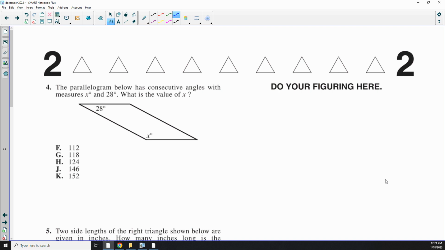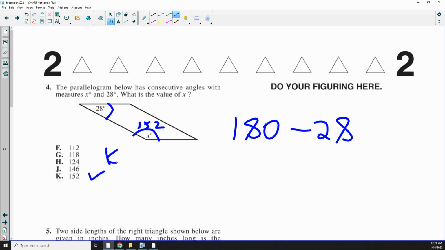Who had me for geometry last year? That angle has to be what? Supplementary to 28. So the answer is 180 minus 28, 152, answer K. Two next door angles have to be supplementary.